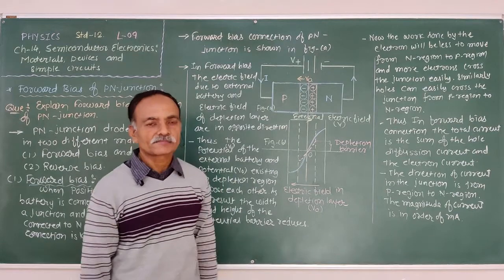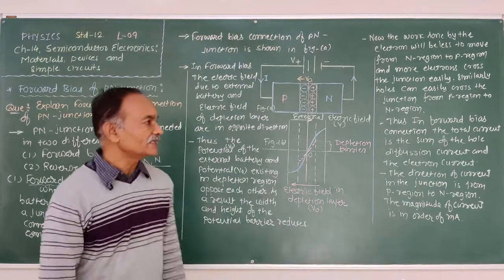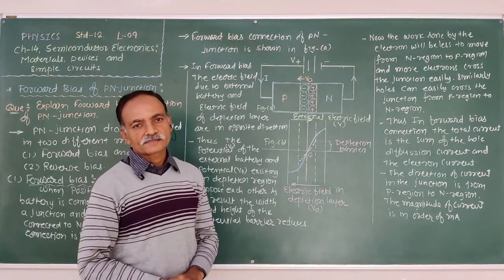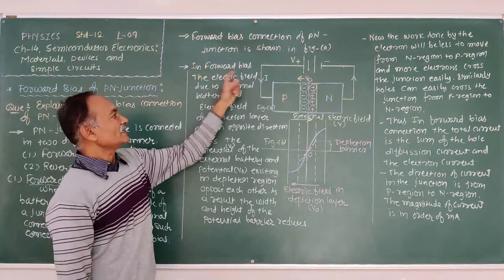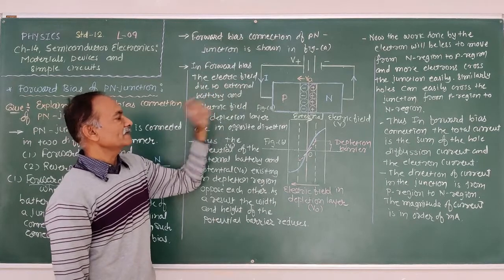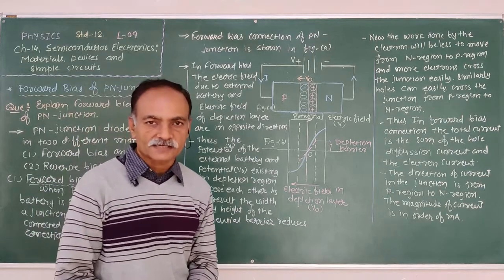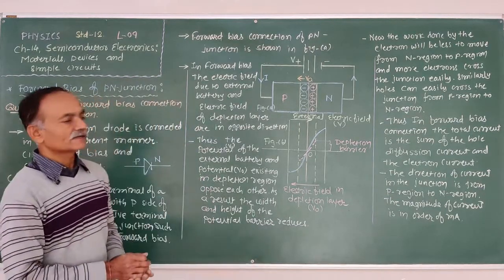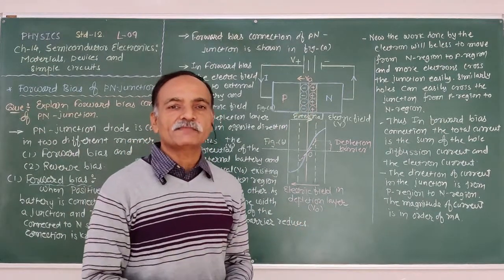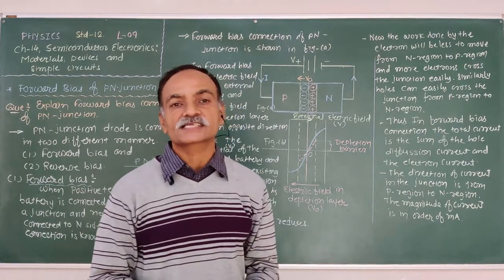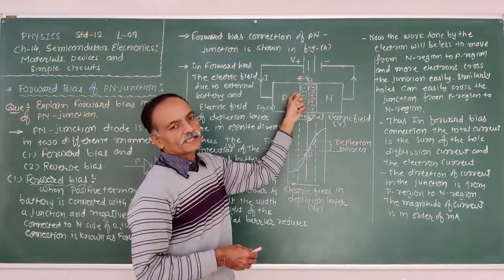Clear? Okay. Now in forward bias connection, what happens to the depletion barrier, that is, its width and height? Look. In forward bias, the electric field due to the external battery and the electric field of the depletion layer are in opposite directions. We also discussed that for the PN junction diode. When the PN junction is formed, an electric field is established near the junction. The direction of this electric field is from N to P.